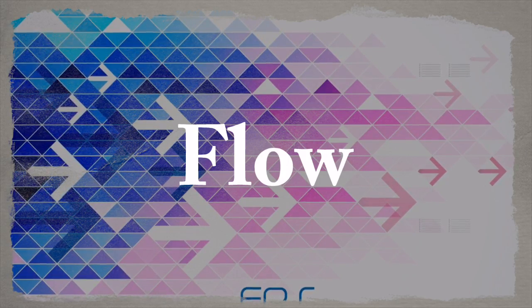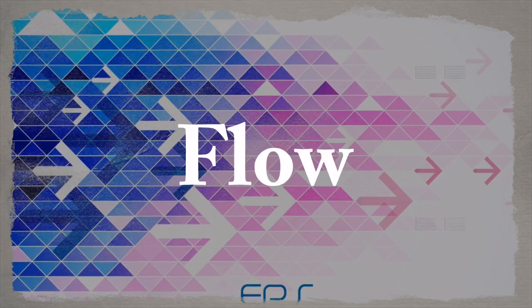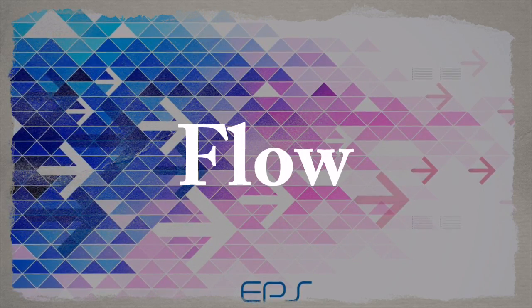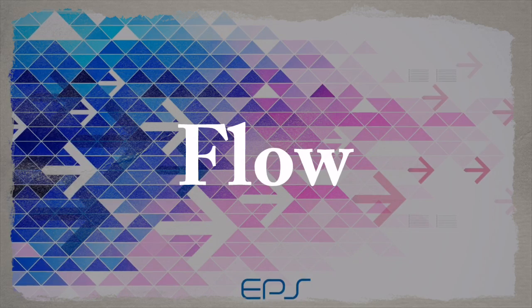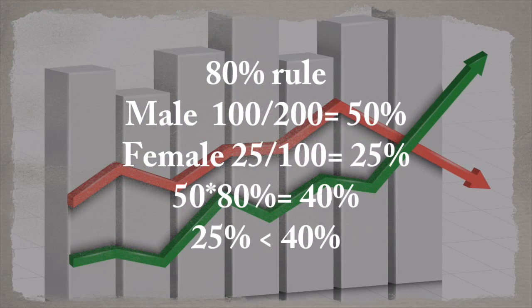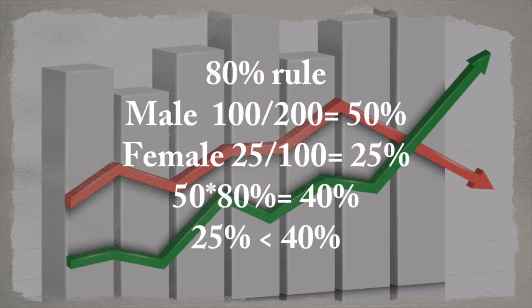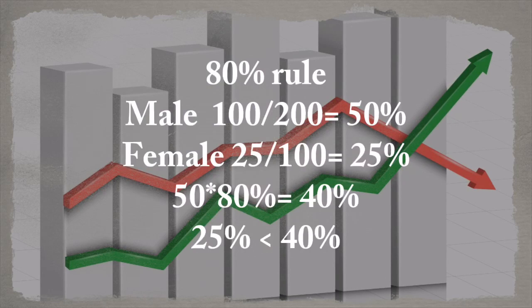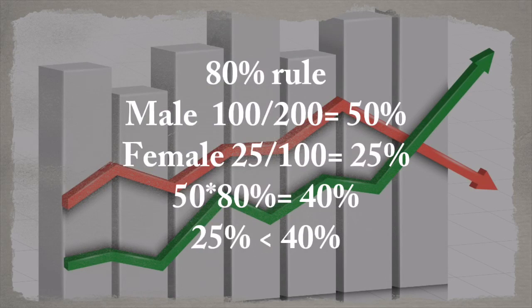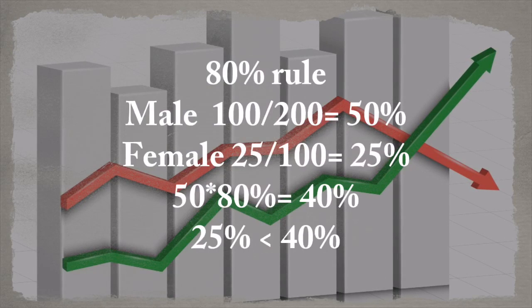Applicant flow statistics look at the selection rate of those who are actually hired among different groups for particular job categories. With flow statistics, we're going to apply the 80% rule. So in this example, we have males and females. So with the males, 200 applied and 100 were offered positions. So 100 divided by 200 is 50%. So 50% of the male applicants were offered positions. With the females, we had 100 applicants and 25 were offered positions. So 25 divided by 100 is 25%.